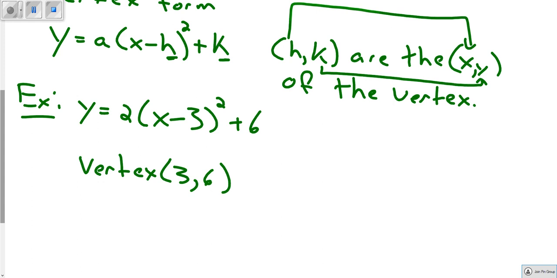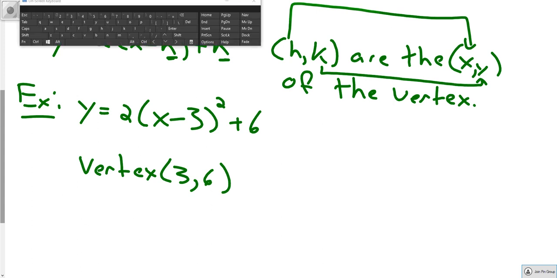Now, if we know the vertex, could you guys tell me the axis of symmetry? Yeah, 3. Right? Axis of symmetry, oh, not SA, it's A. Axis of symmetry equals, x equals 3.